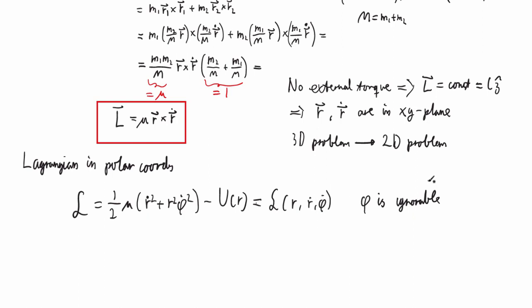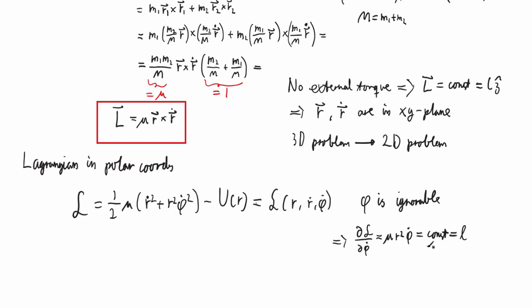And that means that the corresponding generalized momentum is constant. That is, the derivative of the Lagrangian with respect to phi dot is a constant. If I take the derivative of this Lagrangian with respect to phi dot, I get mu r squared phi dot. That's a constant. And we actually know what it is. It's going to be the angular momentum. So I'm going to call this L, the magnitude of the angular momentum.